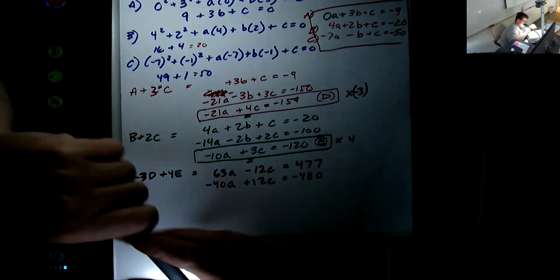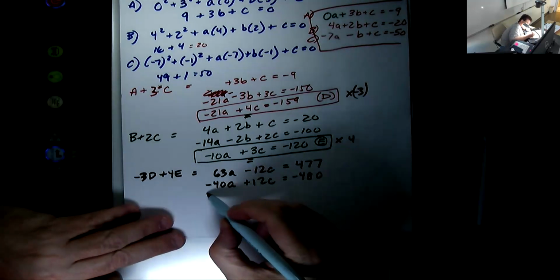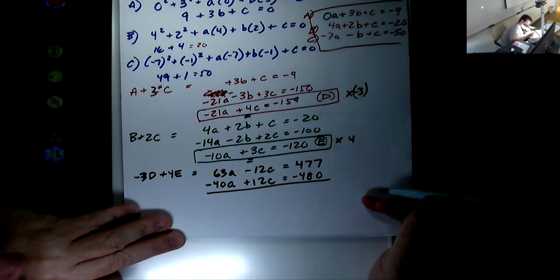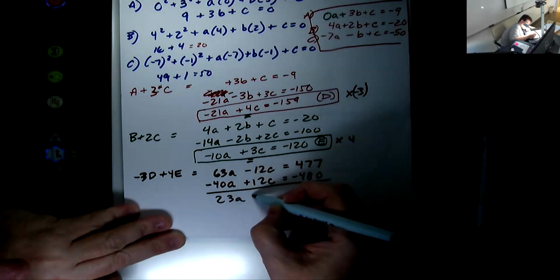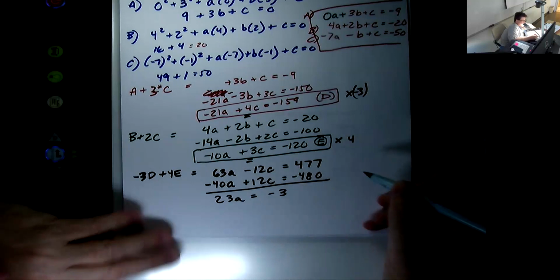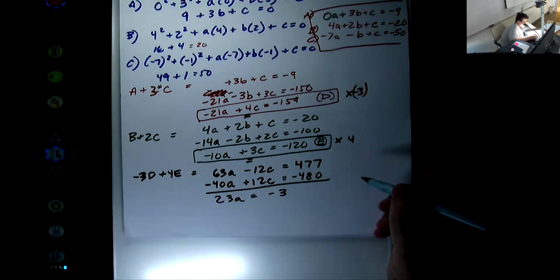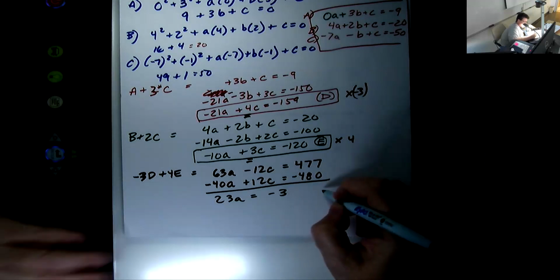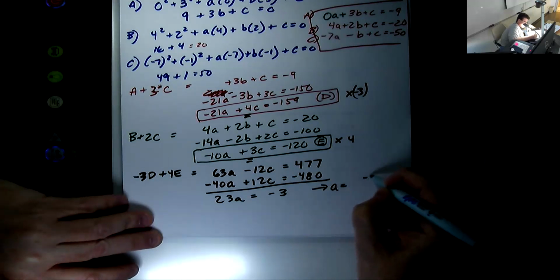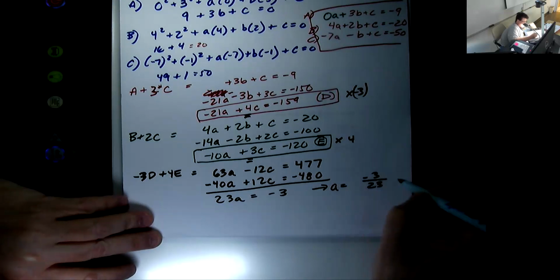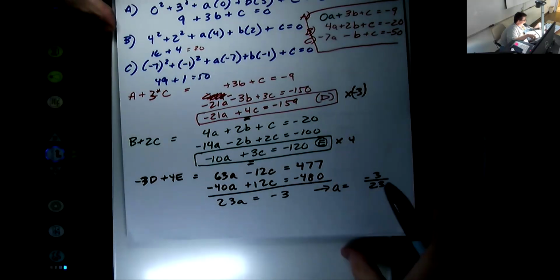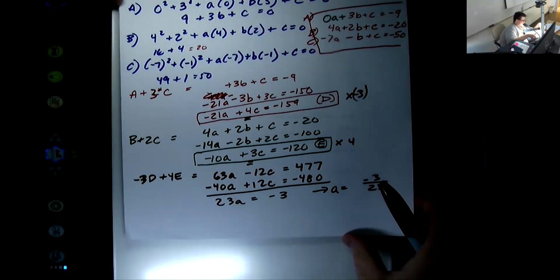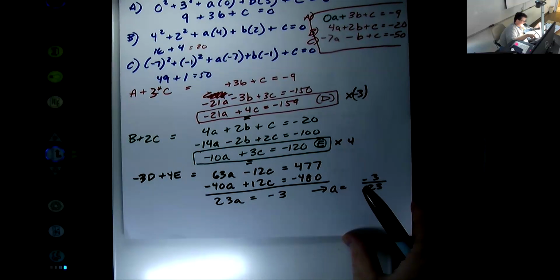That's looking good. So if I add these up, I have 23A equals -3. Jesus. So A equals -3 over 23. That's why I checked it again, because I didn't like where the math is going. This is ugly. Doesn't mean it's wrong, but it is ugly.